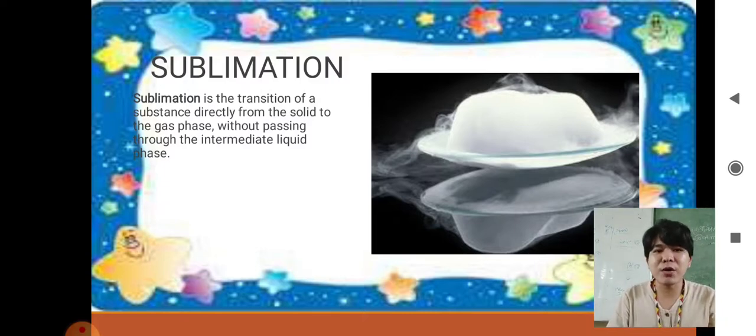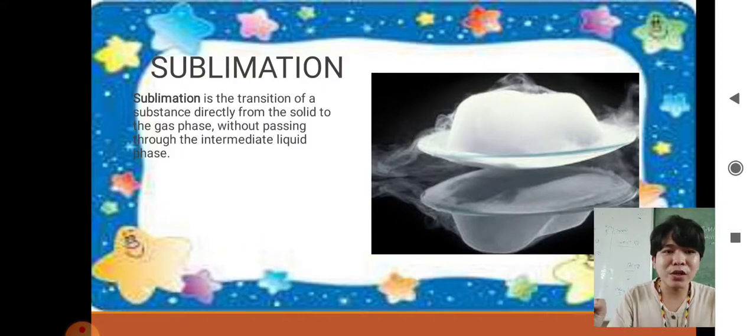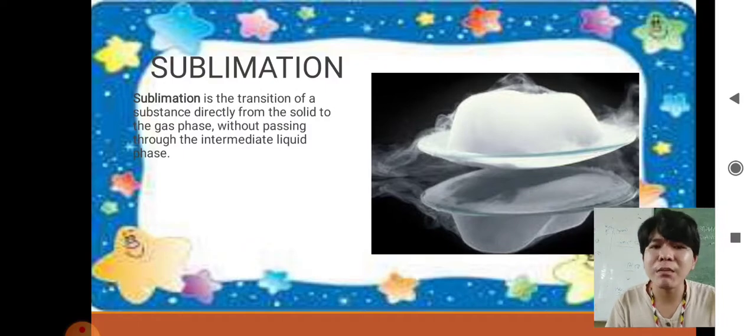Another example of sublimation is mothballs, or camphor. It will not turn into a liquid state. From solid, if you look away, the camphor has disappeared, because it turned into gas.